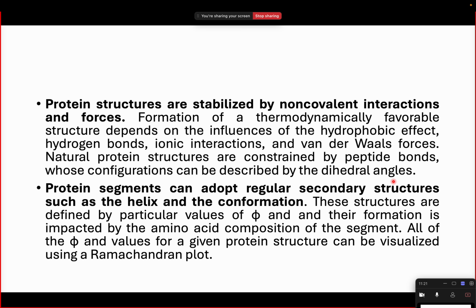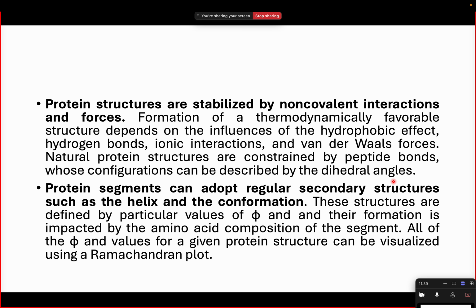Protein structures are stabilized by non-covalent interactions and forces. Formation of a thermodynamically favorable structure depends on the influences of the hydrophobic effects, hydrogen bonds, ionic interactions, and van der Waals forces.